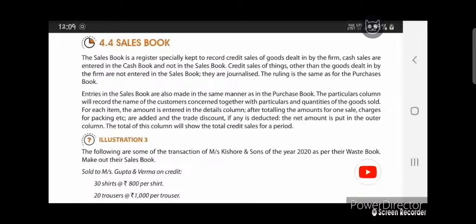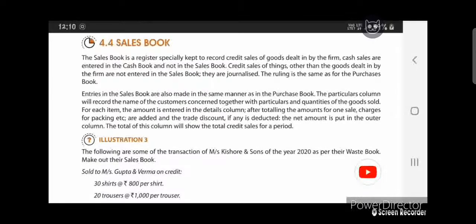Credit sales of things other than the goods dealt in by the firm are not entered in the sales book. So other than the goods sales, you should not make any other entries in the sales book. Only the sales of goods, the amount and to whom you sold, should be written in the sales book. You should not write entries belonging to other books, like the purchase book.